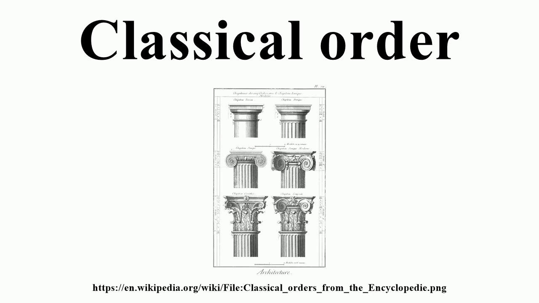A column of the Ionic order is 9 times its lower diameter. The shaft itself is 8 diameters high. The architrave of the entablature commonly consists of 3-stepped bands. The frieze comes without the Doric triglyph and metope. The frieze sometimes comes with a continuous ornament such as carved figures instead.